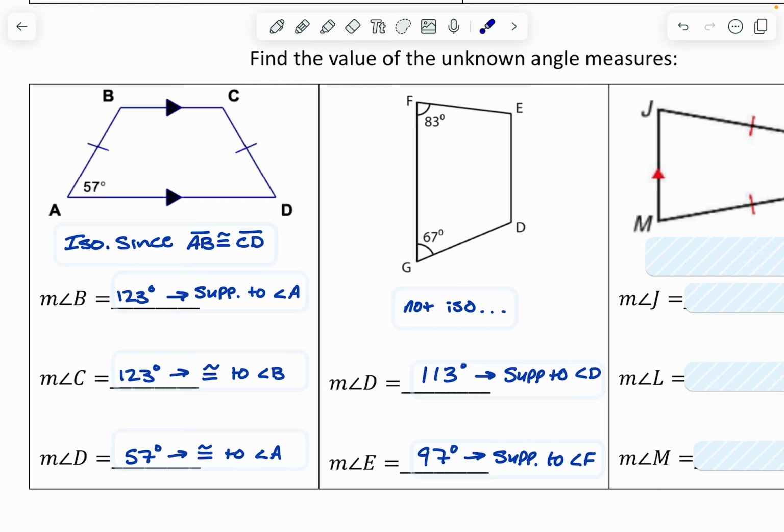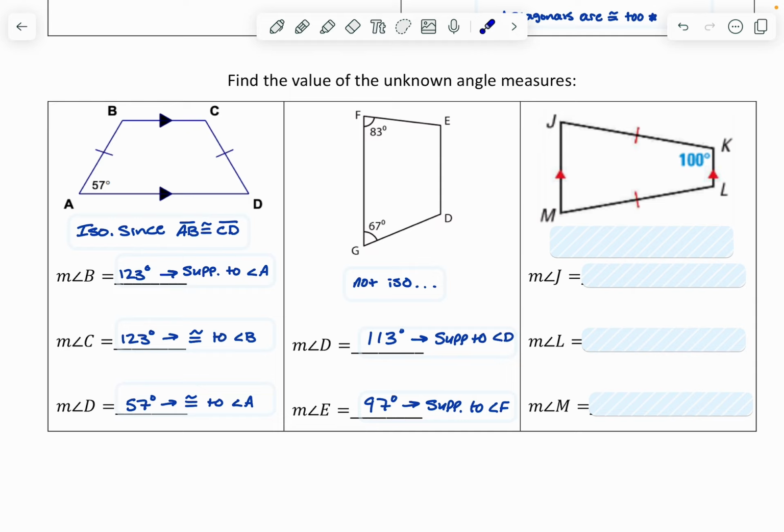The biggest mistake that I'll see is in a general trapezoid. You'll try and say, well, angle F is 83, angle E's got to be 83. Angle G is 67, angle D has to be 67. That's only the case if we have an isosceles trapezoid. And the last example we have, I'd like you to try, so please take a second, pause the video, give that one a try.